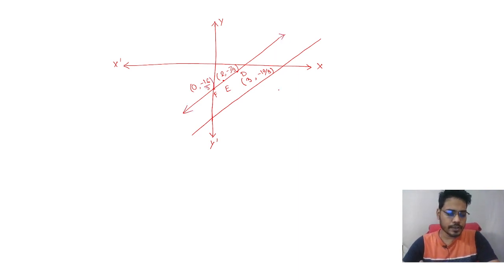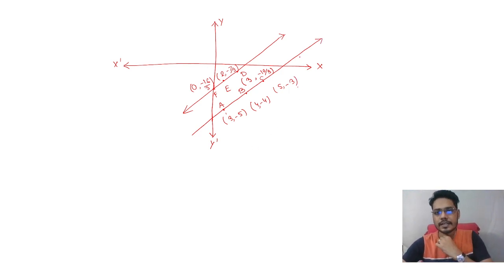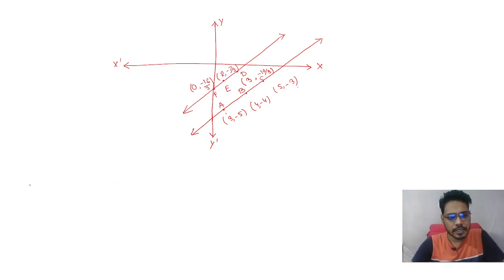Now 3 points A, B, C. So this is A point, this is B point, and this is suppose C point. The coordinates are 3 comma minus 5, 4 comma minus 4, 5 comma minus 3. So it is clear that these two graph lines are not intersecting. So that means it has no solution.